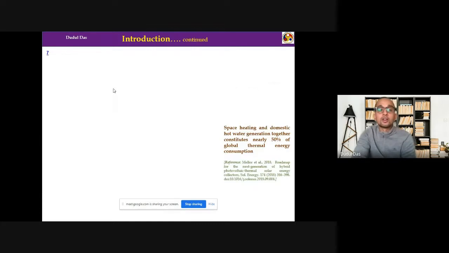The second rationale supporting PVT installation is that around 50% of the global thermal energy is consumed for space heating and domestic hot water generation. So this is a very big number.